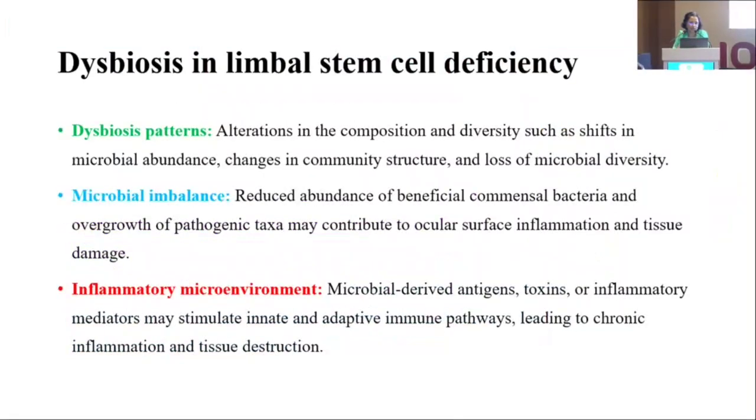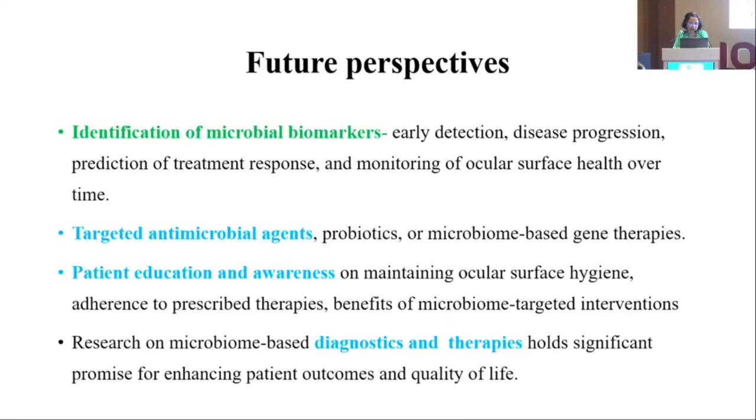So these patterns were seen in these patients. There's an alteration in the diversity and a shift in microbial abundance. Because of the microbial imbalance thus created, there is a reduced abundance of beneficial commensal bacteria and an increase in pathogenic taxa, which may contribute to the ocular surface inflammation seen in limbal stem cell deficiency.